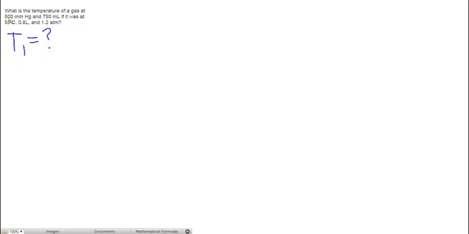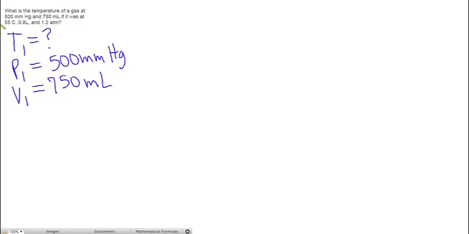Then 500 millimeters of mercury, that's a pressure. So P1 equals 500 mmHg. And 750 milliliters, that's a volume. So our V1 equals 750 milliliters.